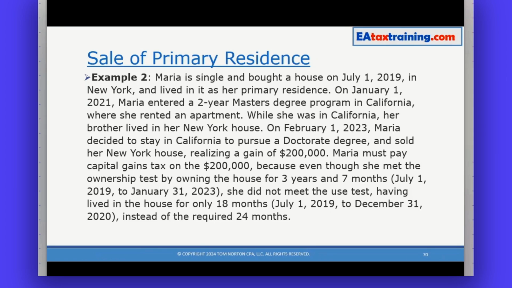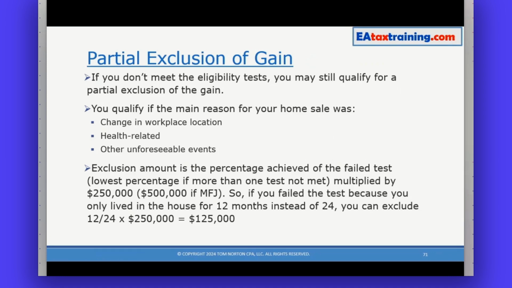Maria must pay capital gains tax on the $200,000 because even though she met the ownership test by owning the house for 3 years and 7 months from July 1st of 2019 to January 31st of 2023, she did not meet the use test since she only lived in the house for 18 months from July 1st of 2019 to December 31st of 2020 instead of the required 24 months. So in that case, she did not meet the tests. She cannot exclude the gain, so she has a $200,000 long-term capital gain.